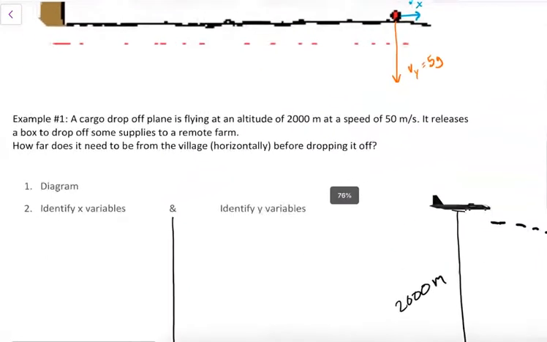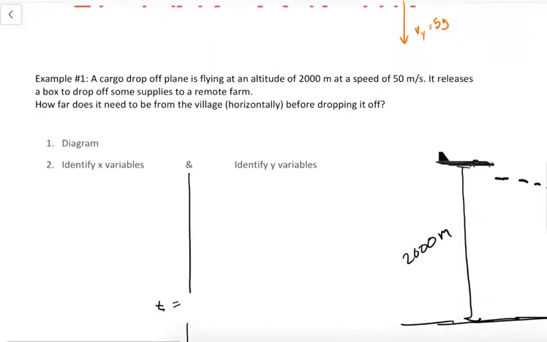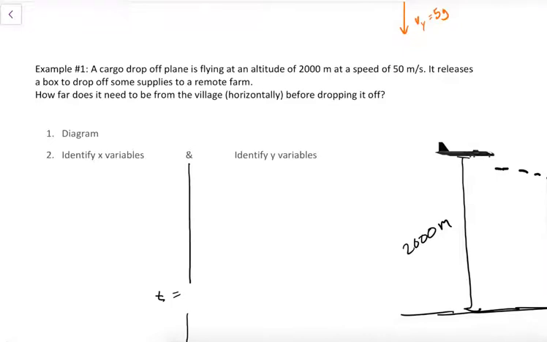So we're going to jump to an example because none of this is really new content. It's just new techniques of solving this content. So in this example, we have a cargo drop-off plane that is flying at an altitude of 2,000 meters high at a speed of 50 meters per second. It releases a box to drop off some supplies to a remote farm. How far does it need to be from the village horizontally before dropping it off?